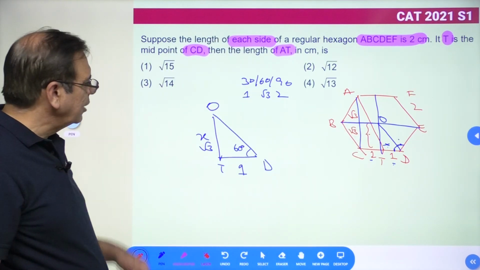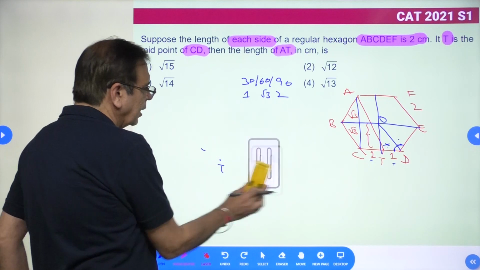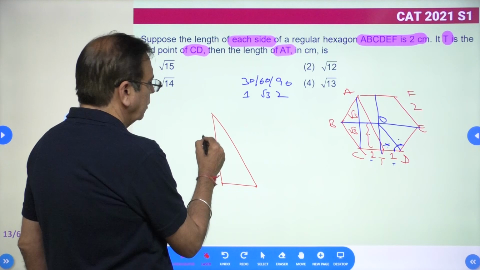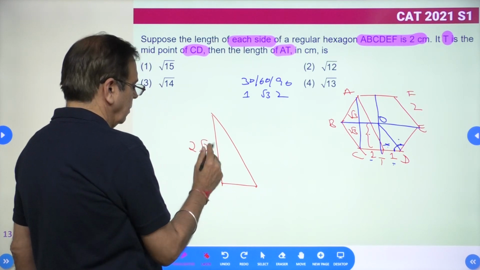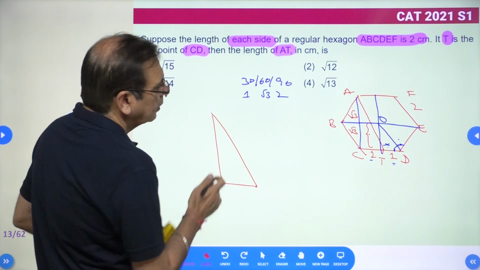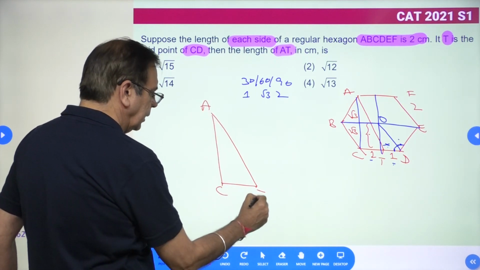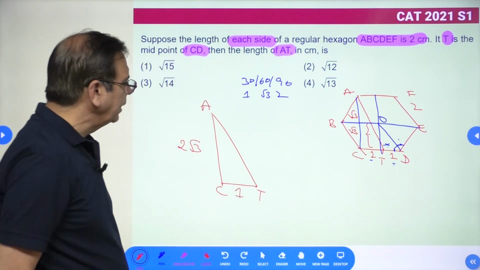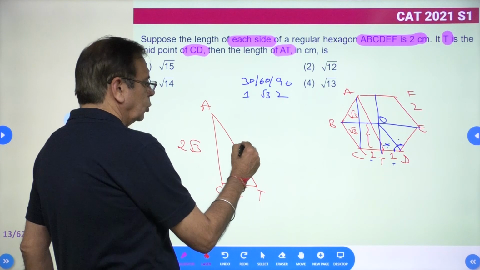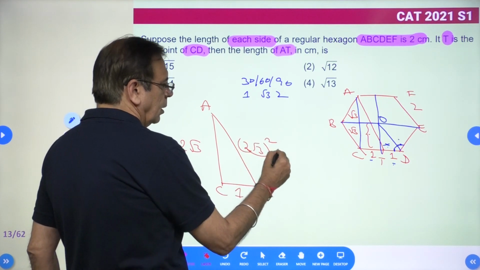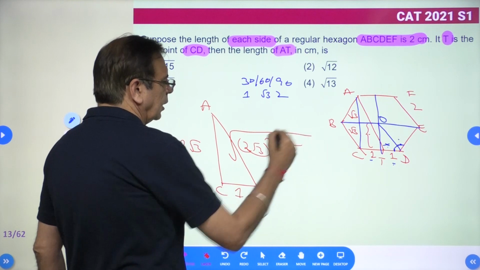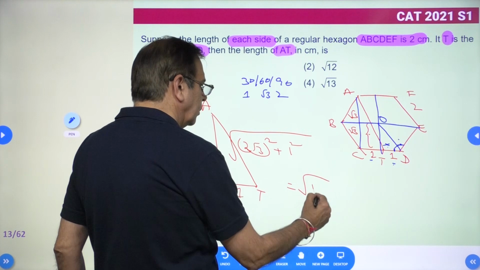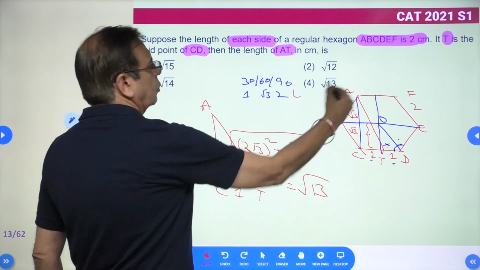So what is the length of AC? If this is clear, now what do we need? We need this longest triangle. This is 2 root 3. This is A, C, T. This is 2 root 3, and this CT is equal to 1. We need to find AT. AT will be the square root of (2 root 3) square plus 1 square. How much is this? 4 into 3, 12, plus 1, 13. So this is equal to under root 13. Correct answer, choice 4.